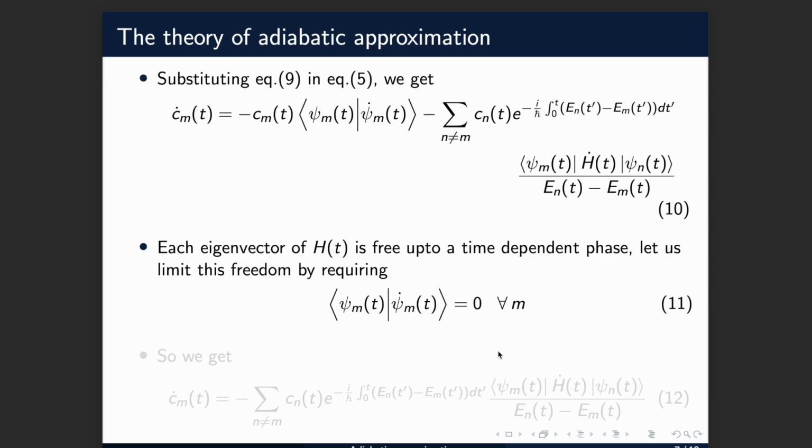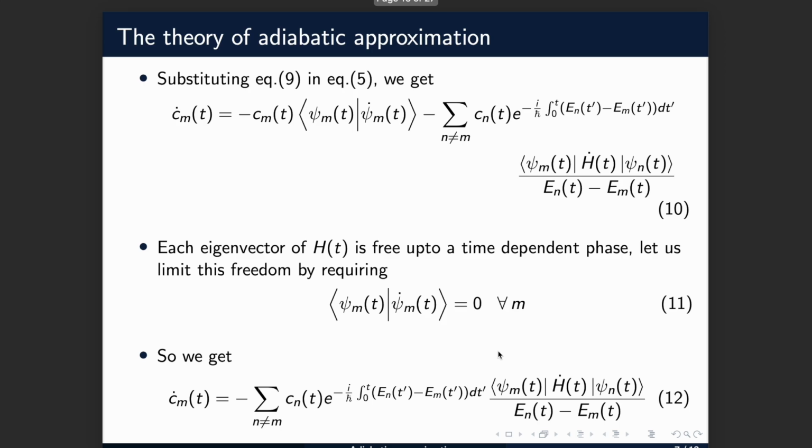So when we have this inner product as 0, equation 10 reduces to the form of equation 12, where we don't have the first term, we have only the second term. So this is the expression for the derivative of the coefficient of the eigenvectors.